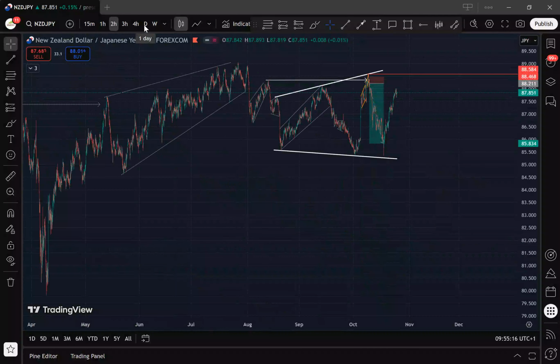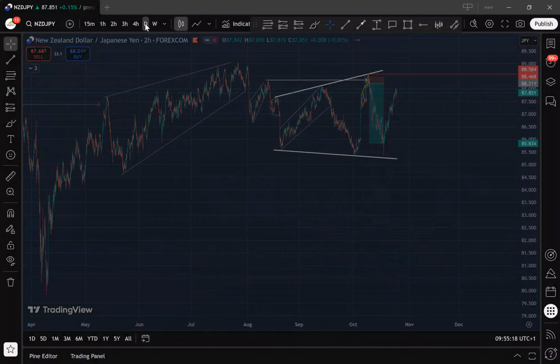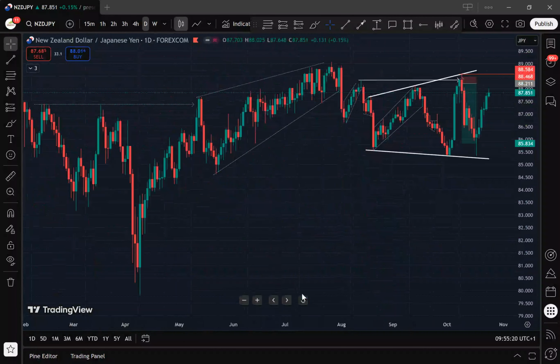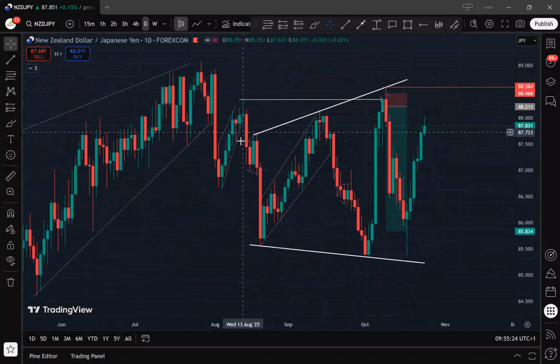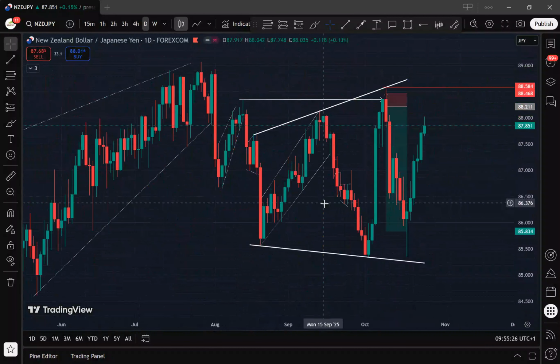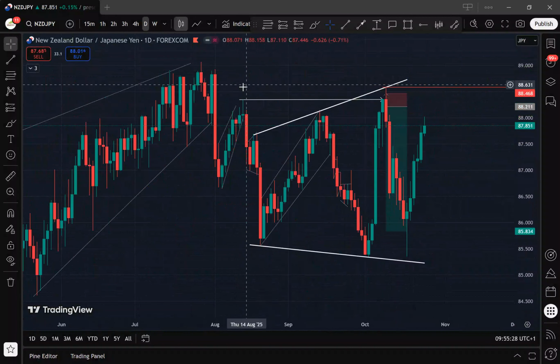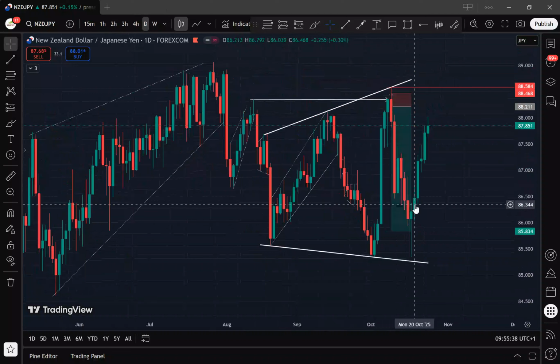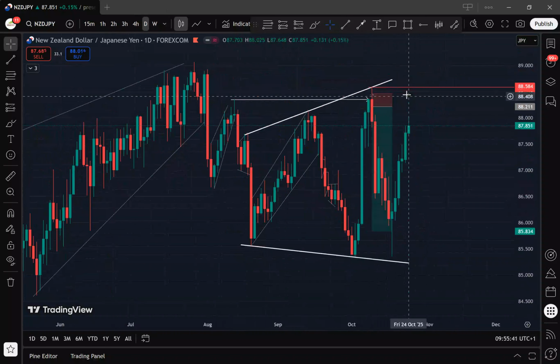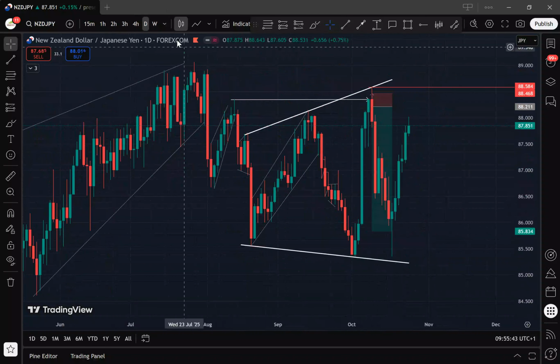Okay, our next pair is New Zealand JPY. On New Zealand JPY higher time frame, we have this structure. I love these structures. Just like I said earlier, we have this previous high. We have the three touches here. One, two, three. I was in this trade. The price dropped massively. So right now, I am anticipating the market pushing right to the top of this high.